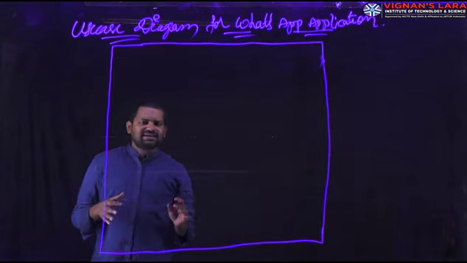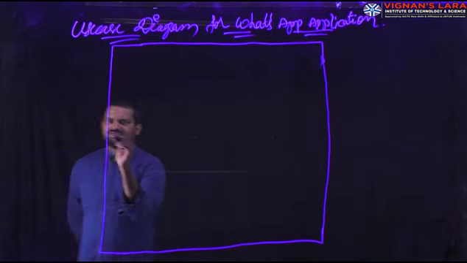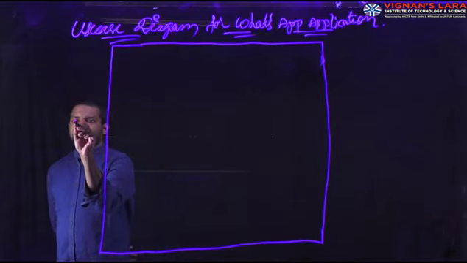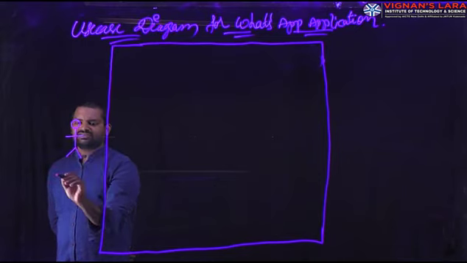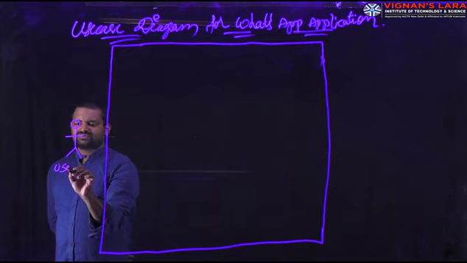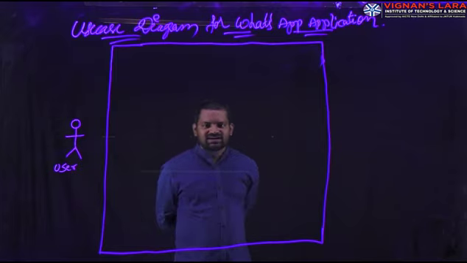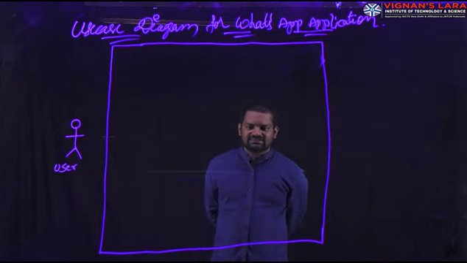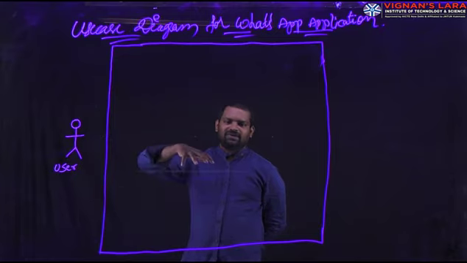How many actors are existing in a WhatsApp system? First of all, one actor is existing, that is called a major actor acting a role. This is called user. User is an actor. He is acting in the WhatsApp application.